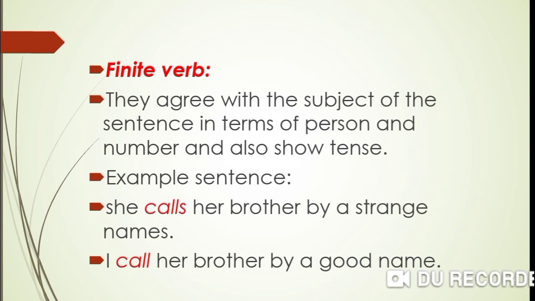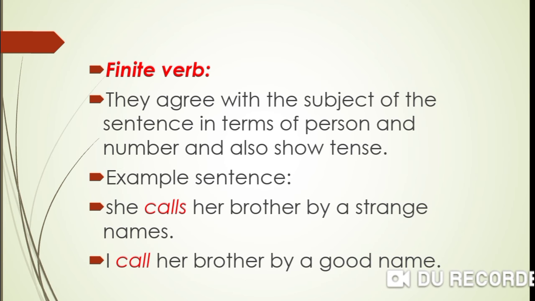Just like that, if the sentence is in present tense, you can say she calls, and when the sentence is in past tense, you can say she called. So according to the number, the person, and the tense, the forms of the verbs are changed. Those verbs which change their shape or form are called finite verbs. I think you understood. Example sentence: she calls her brother by a strange name.